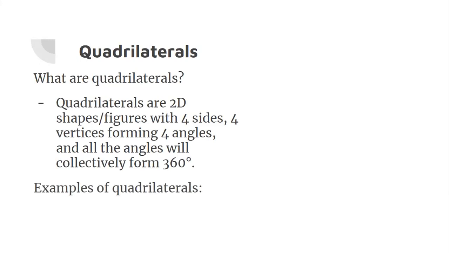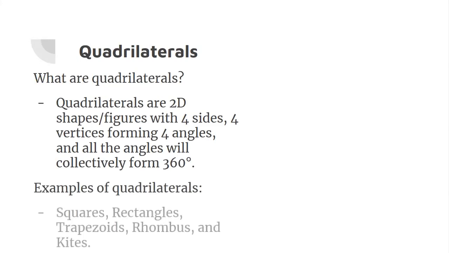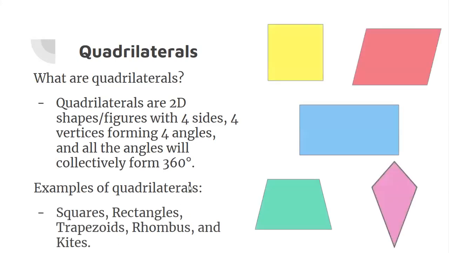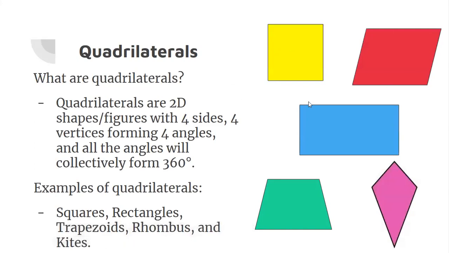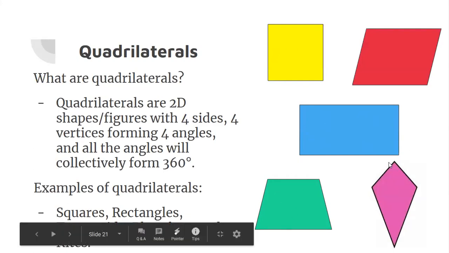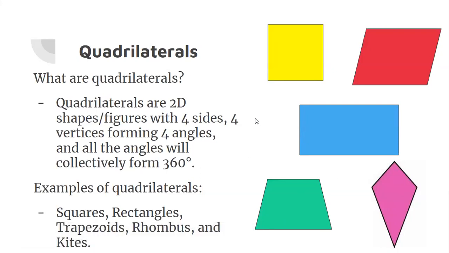So some examples of quadrilaterals are squares, rectangles. Here, let me pull this up. All right. So some examples of quadrilaterals are squares, rectangles right here, trapezoids, kites, and, oh yeah, this is a parallelogram. Parallelogram, by the way. It's also a quadrilateral.